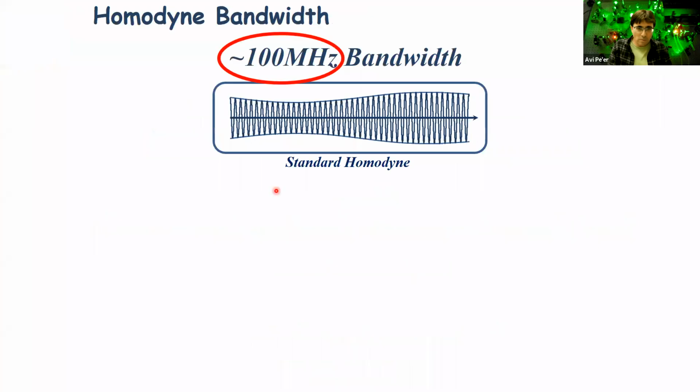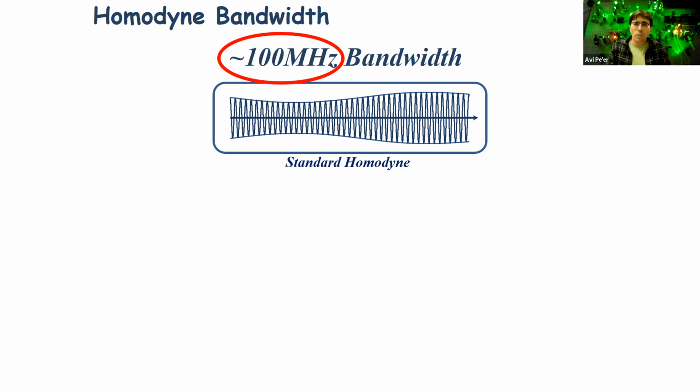So what are we talking about? The main thing that we're going to talk about is homodyne, and specifically about bandwidth. So this whole talk revolves around bandwidth. People have been doing homodyne measurements for many years, and they're very effective and a very useful quantum tool. We'll discuss them soon. But the main thing is bandwidth.